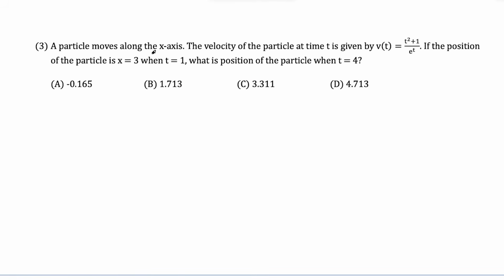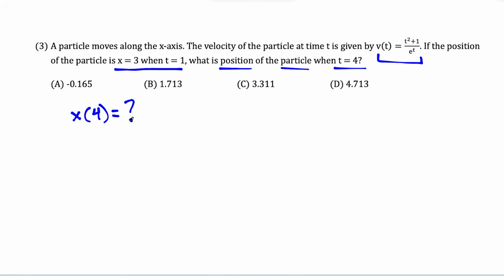Question 3, we have a particle that moves along the x-axis, and then we have the velocity of the particle at time t is given by this function here, v of t. And then we have, if the position of the particle is x equals 3 when t is equal to 1, what is the position of the particle when t equals 4? So let's say we call x of t the position function. Our goal is to find x of 4. Okay, so this is what we want.